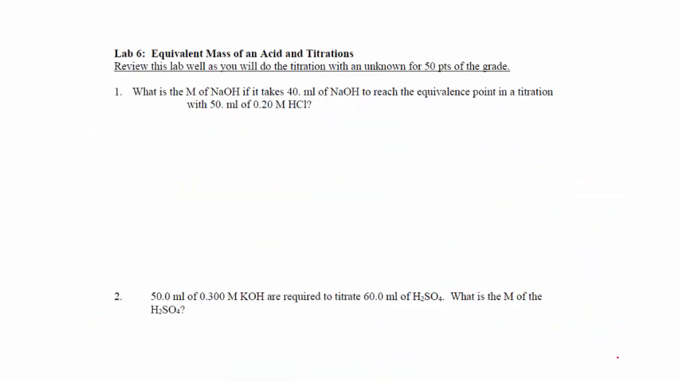So here we have more stoichiometry problems. What is the molarity of NaOH if it takes exactly 40 milliliters of NaOH to reach equivalence point in titration with 50 milliliters of 0.20 molar HCl. So basically we have NaOH plus HCl makes NaCl plus H2O. And so it's a 1:1:1 ratio.